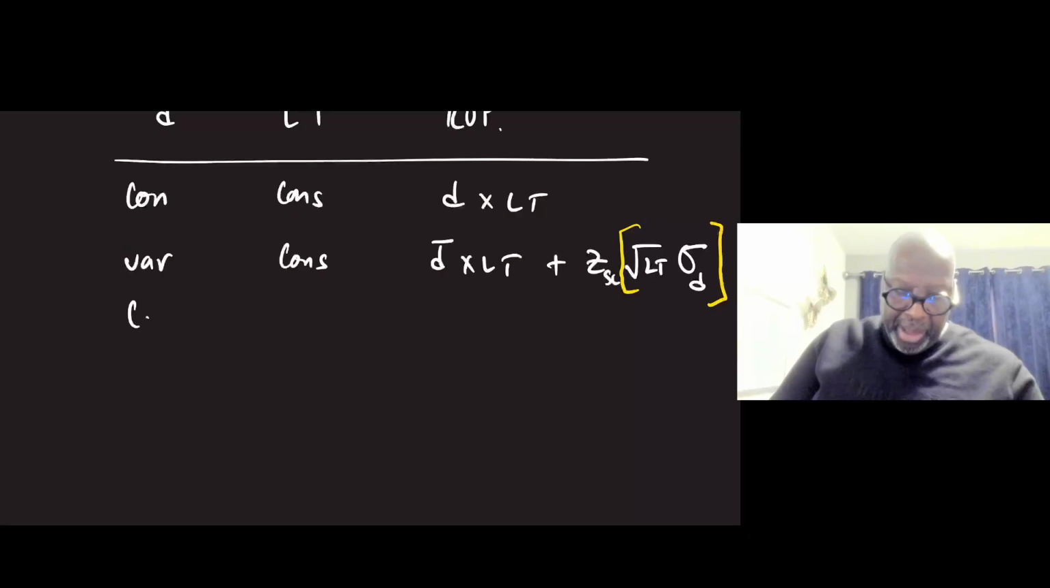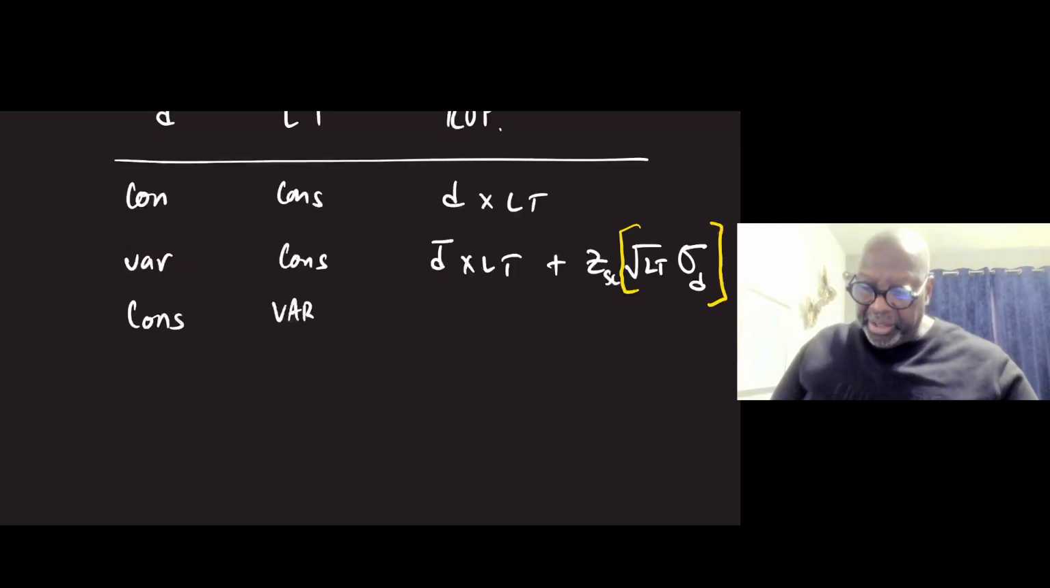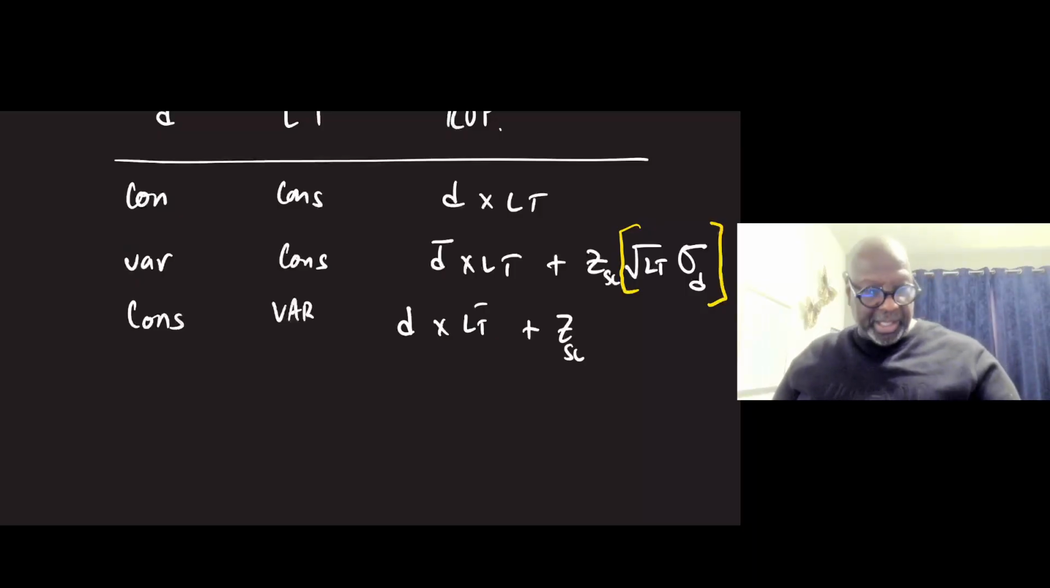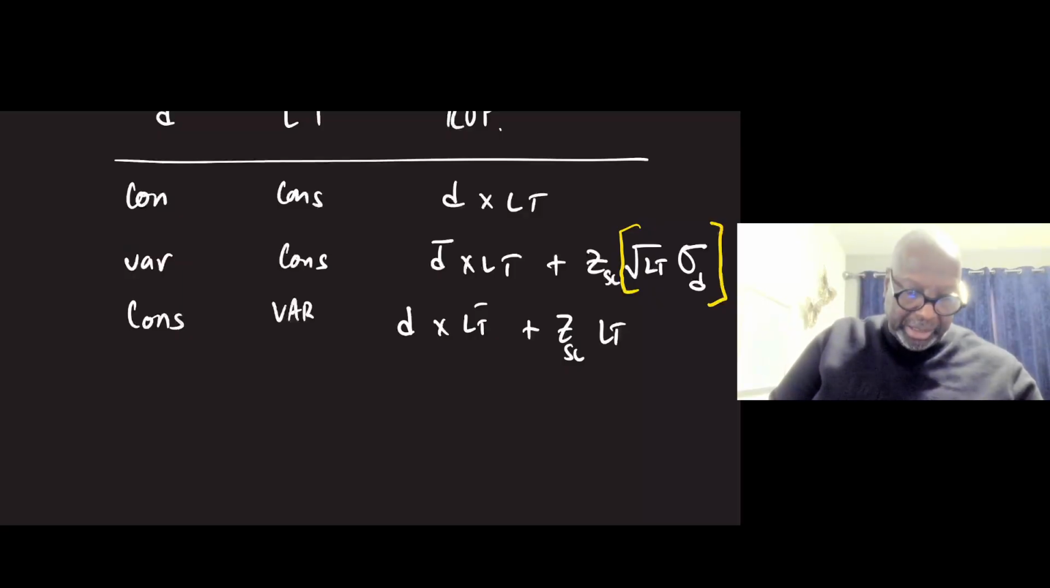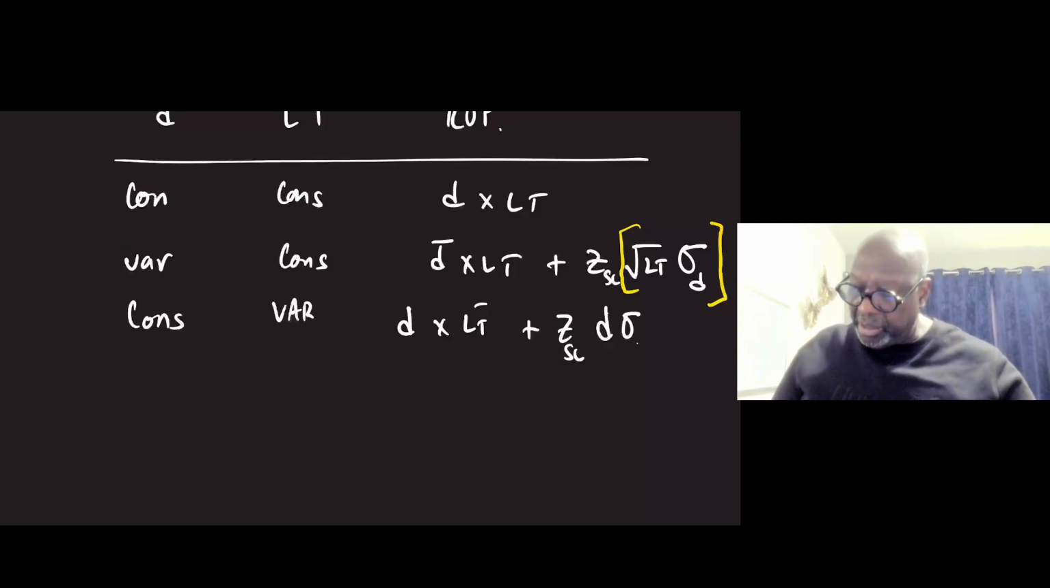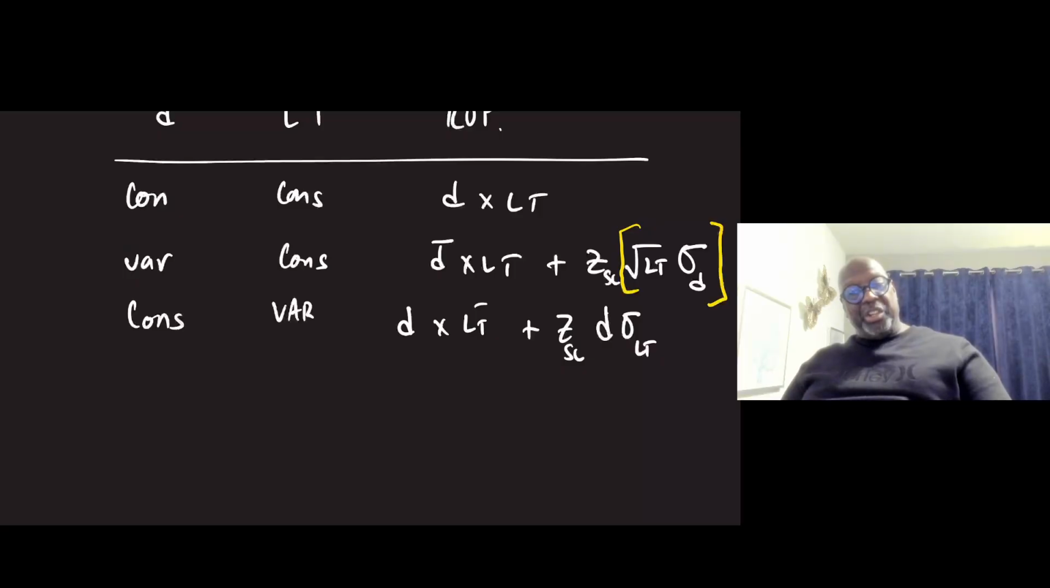When the demand is constant and the lead time is variable, then it is D, notice the demand is constant, times LT bar plus Z_SL, depending on our service level. And in this case, the standard deviation turns out to be D times sigma LT. Notice that will be the standard deviation of the lead time.